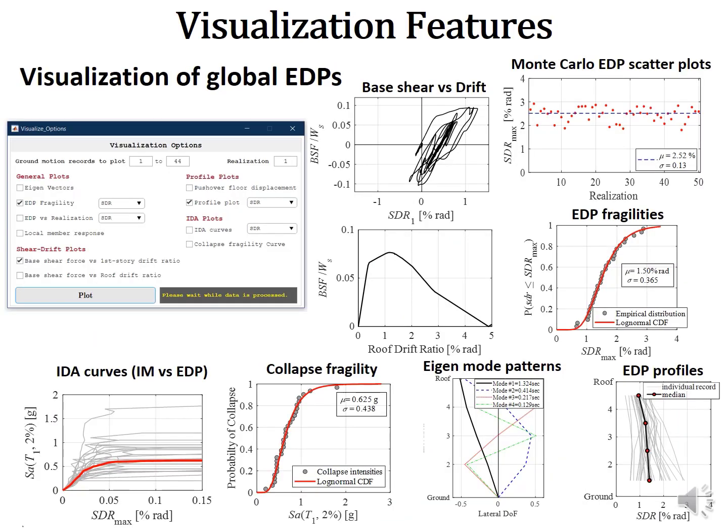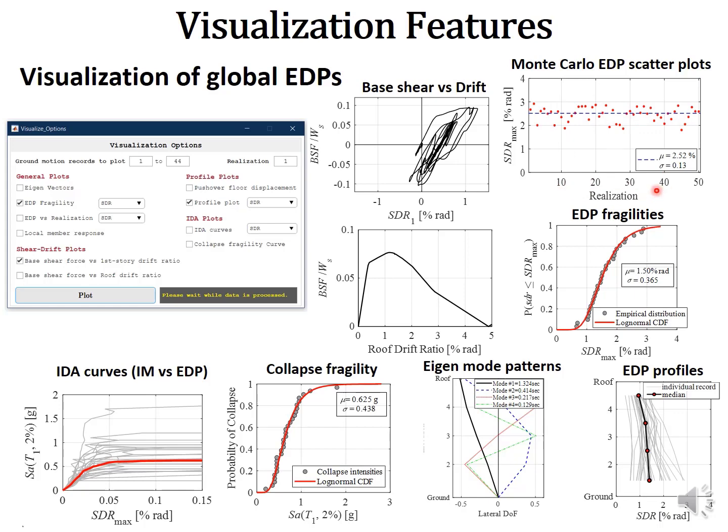When the analysis is concluded, you are able to visualize pretty much all the global engineering demand parameters in your model. Here I'm showing some of the plots that can be generated. This includes the base shear versus drift. So you can see different types of plots here from dynamic analysis or from pushover analysis. If you conduct a Monte Carlo simulation, you can see the scatter of the different engineering demand parameters with respect to the realization number.